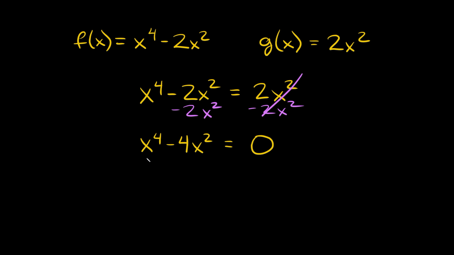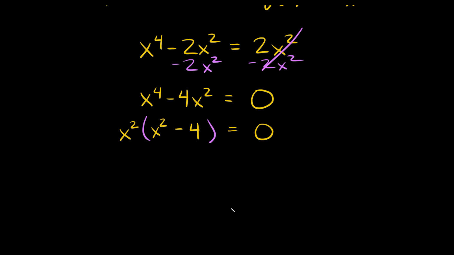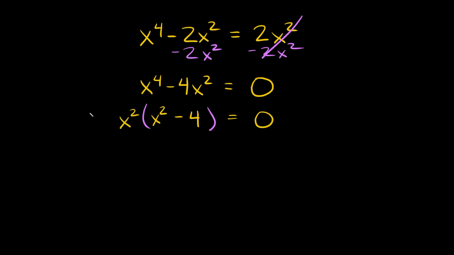The next thing we can do is factor out an x squared term from the first term and the second term. So we can factor out an x squared from both of these terms. What are we going to be left with? For this one, we're going to be left with x squared, and for this one, we're going to be left with just this minus 4. And again, this is all equal to 0. Now that we factored it, we can solve for each factor.